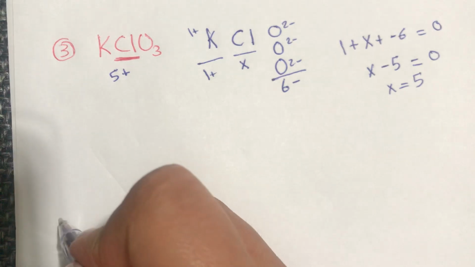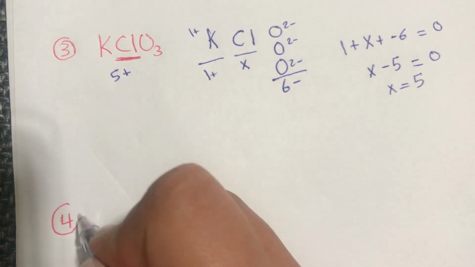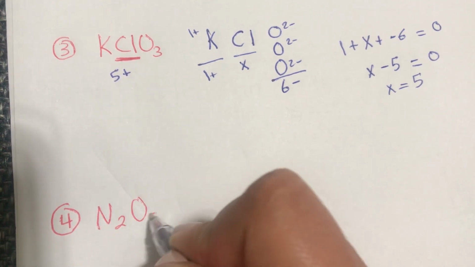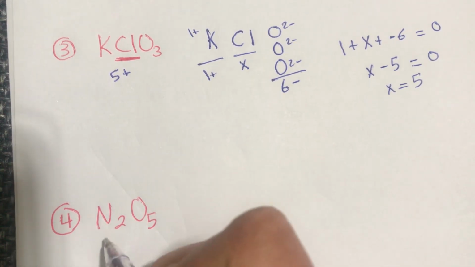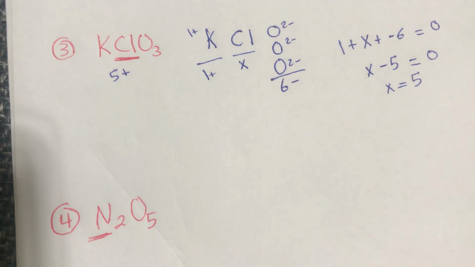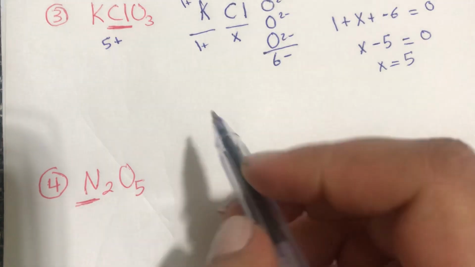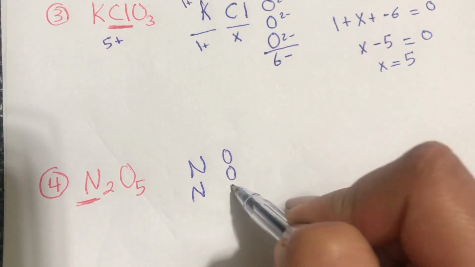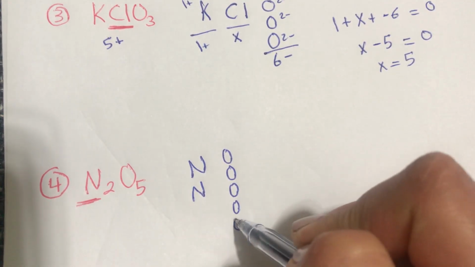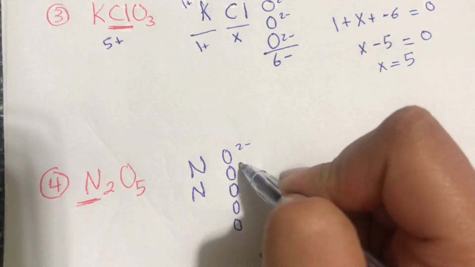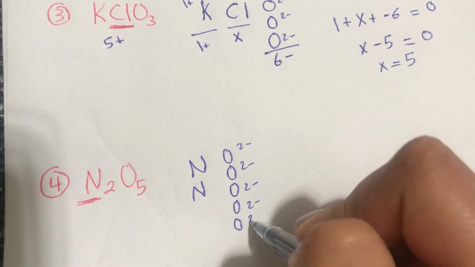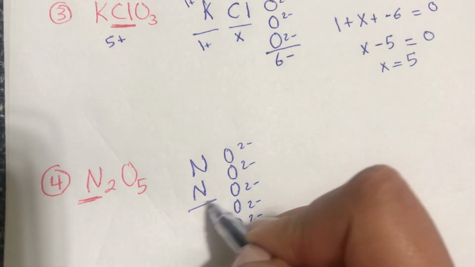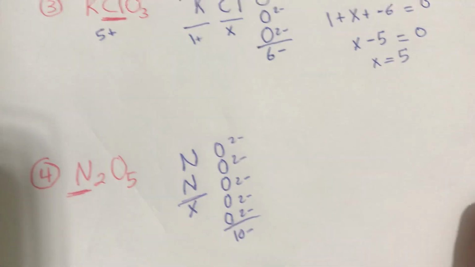Example 4. N2O5. What is the oxidation number of nitrogen? So here you have 2 nitrogen and 5 oxygen atoms. Each carries negative 2, so the total is negative 10. And here unknown, you have to calculate it.